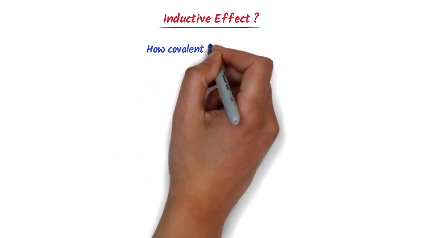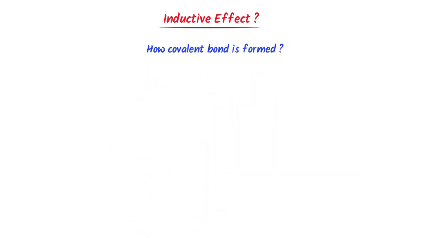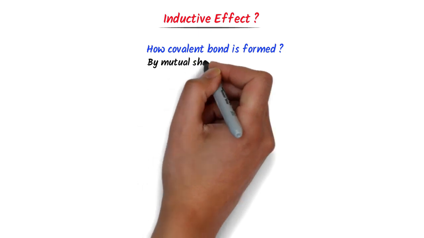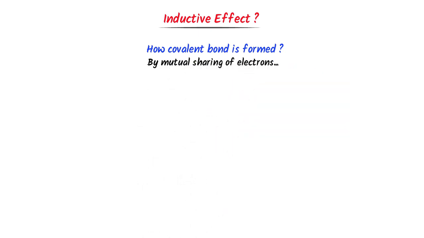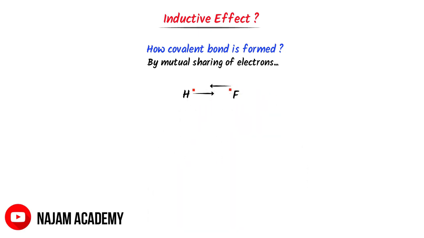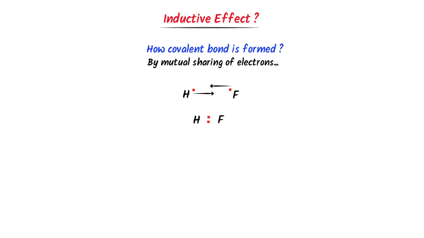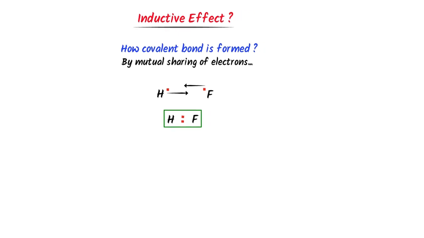What is inductive effect? Firstly, let me teach you one important question. How is a covalent bond formed? Well, we all know that by mutual sharing of electrons, a covalent bond is formed. For example, consider hydrogen and fluorine atoms. We know that hydrogen and fluorine will share one electron each to form a covalent bond. Thus we learn that a covalent bond is formed when a pair of electrons is mutually shared between two atoms.